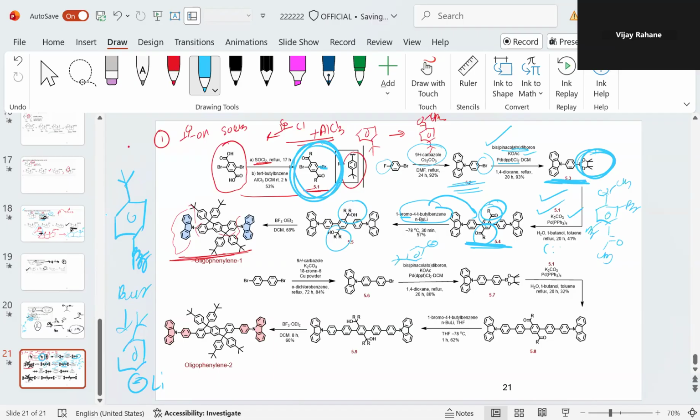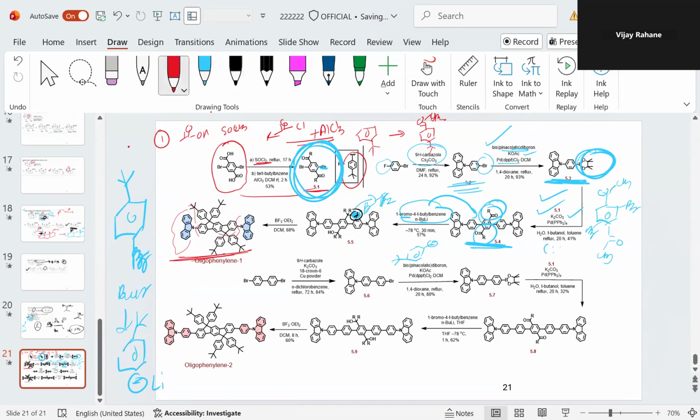And then if you add BF3 etherate on this alcohol, what happens? If you react this alcohol with BF3 etherate, we get this O-BF2, right? So this becomes a good leaving group and potentially eliminates. So we get a carbocation, a tertiary carbocation at the center. So the OH group entirely gets eliminated. And at this position, what do we get? We get a cation on this carbon center.